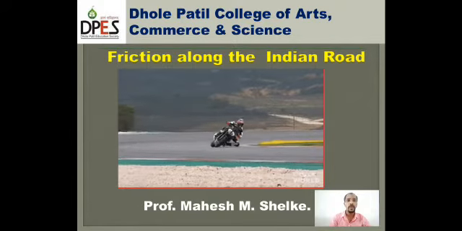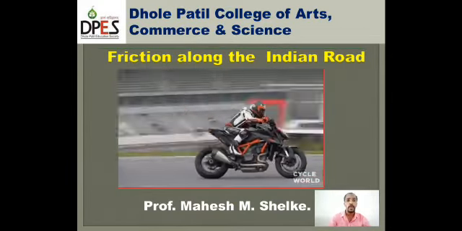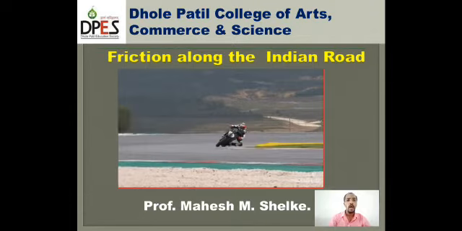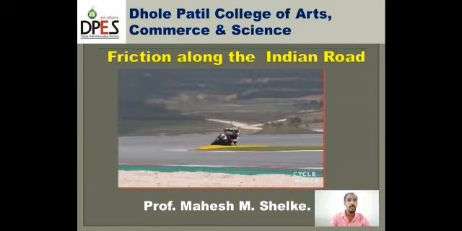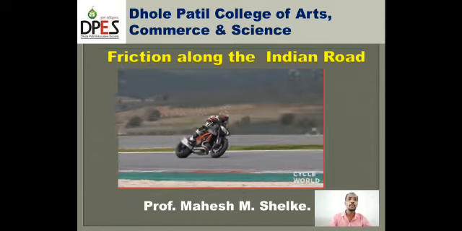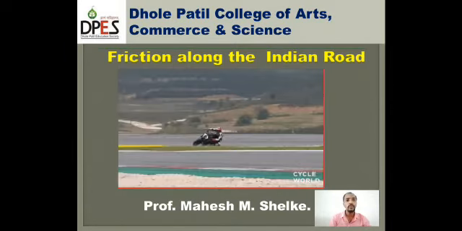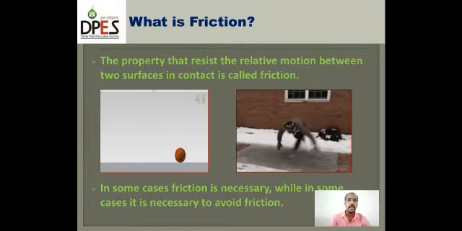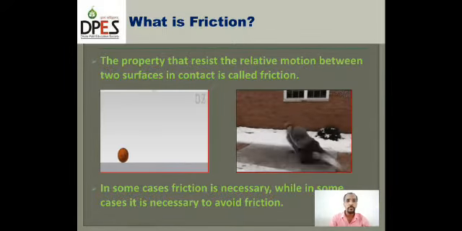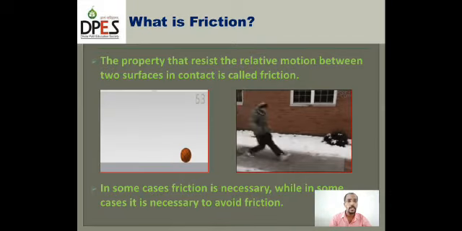Today's topic is friction along the Indian road. Here we are going to discuss how to find the friction between the tire of the vehicle and the road surface. So before going through an experiment, let's talk about what we mean by friction. The property that resists the relative motion between two surfaces in contact is called friction.